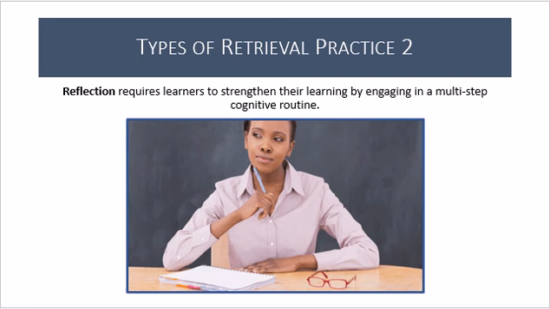The first type of retrieval practice is reflection, which requires learners to strengthen their learning by engaging in a multi-step cognitive routine. Learners first have to remember information without looking at notes or other prompts, and then connect that information to new experiences. Learners then have to imagine or plan how they would use that information differently the next time they encounter it. This type of activity works better in subject areas like writing, philosophy, or psychology because there are often no definite correct answers in these fields, but it can be used in any class.